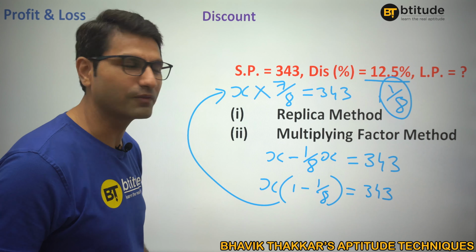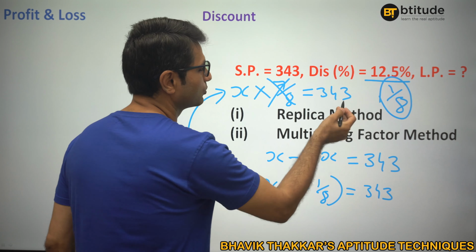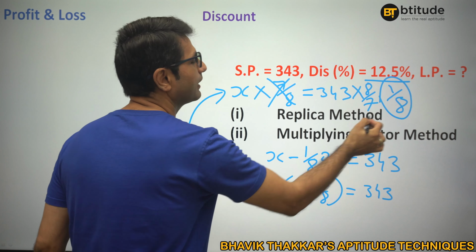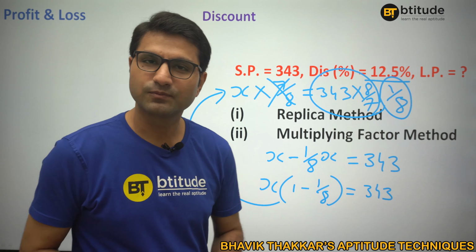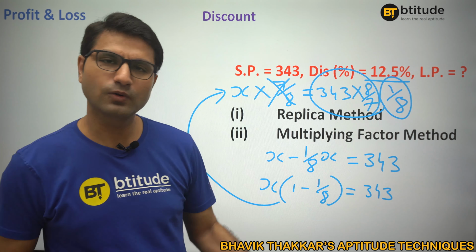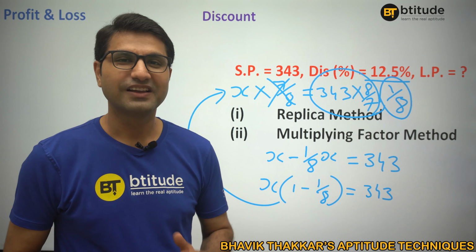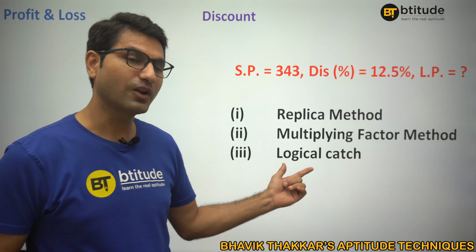Now, of course, you can solve it again. The 7 by 8 will go to the other side as 8 by 7, and we end up with the same figure. It should be 392, as we got in the previous one. Now, let us understand the third one, logical catch.